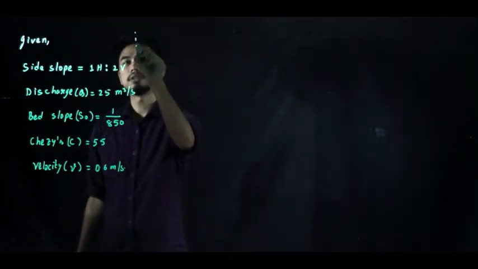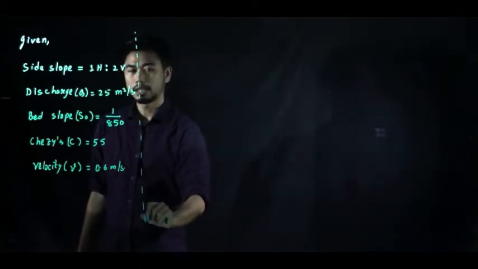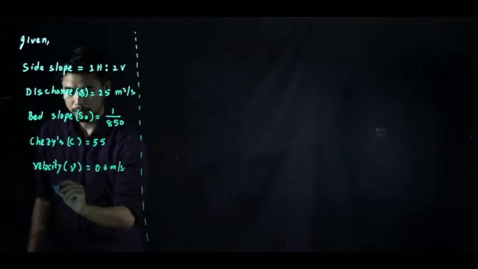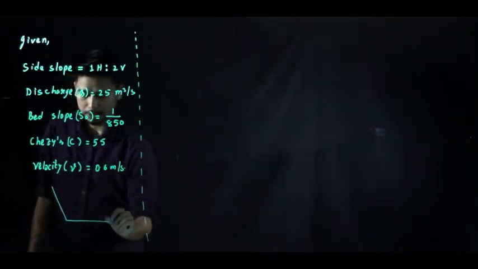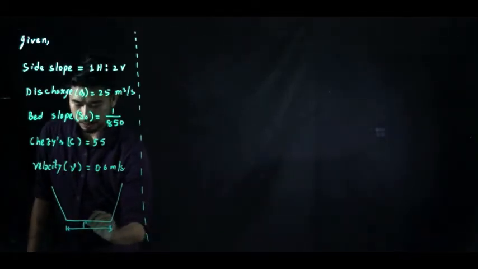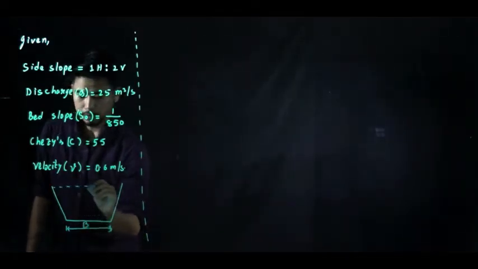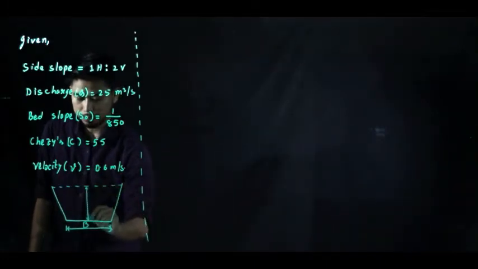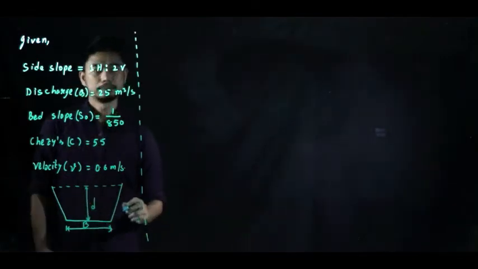So how will you find out? First of all, let's assume, which means let's assign some symbols. We are having a trapezoidal channel, something like this. So let's say the base width, let's represent this base width by the symbol capital B. And this is the top of the channel, isn't it? Let's represent the depth by the symbol D.